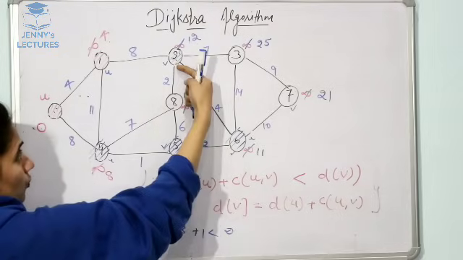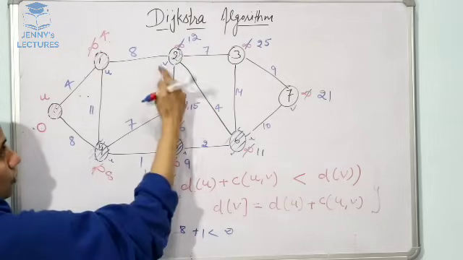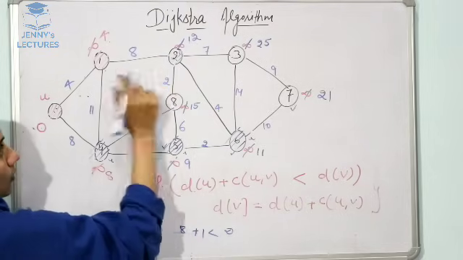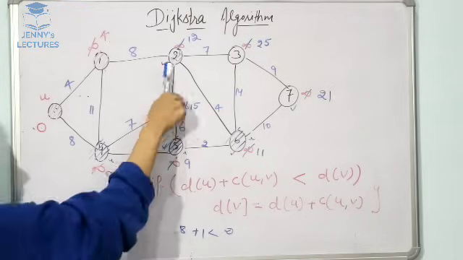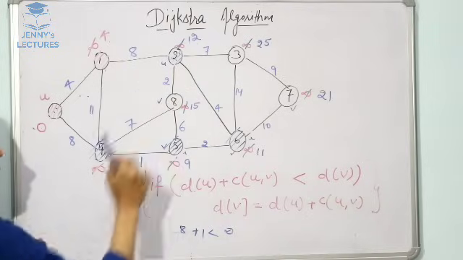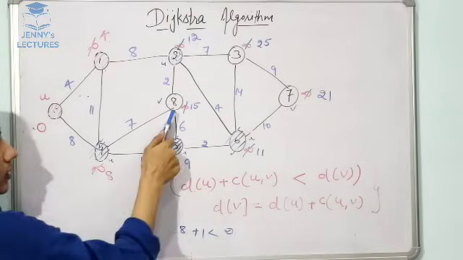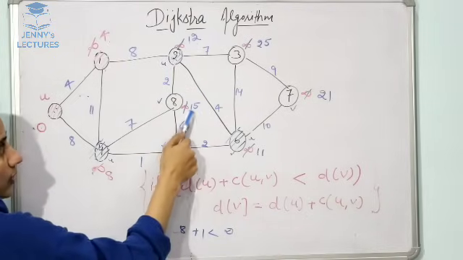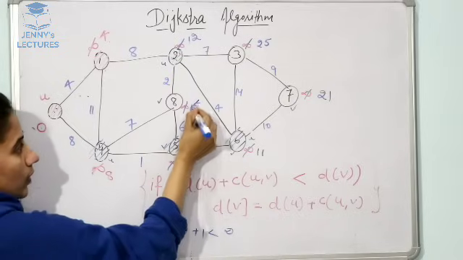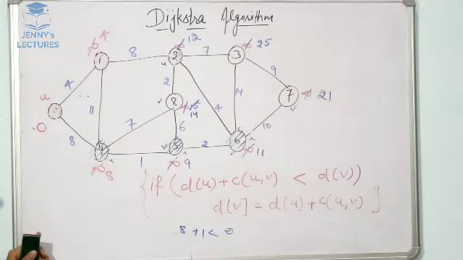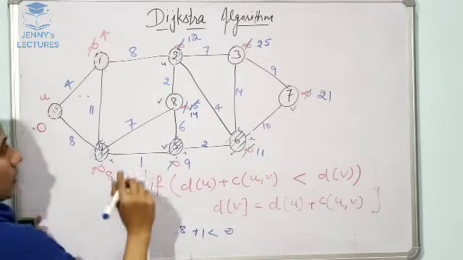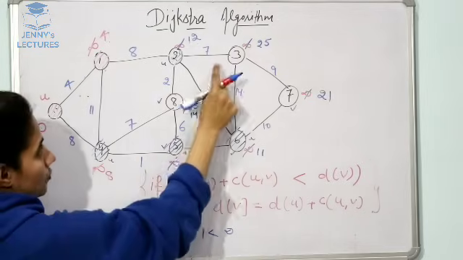Find out from 2 to 8. Now, this one will act as u and this one will act as v. Distance of u is 12. 12 plus 2 is 14. And distance of v is 15 and 14 is less than 15, so we will update this one. This one will become 14. Okay. Now, next is update this one also.